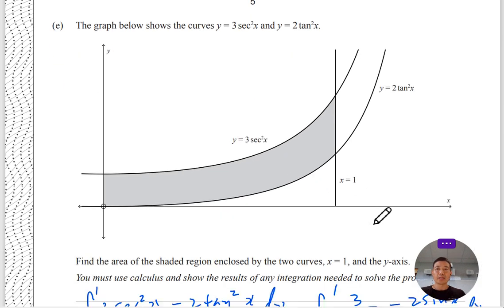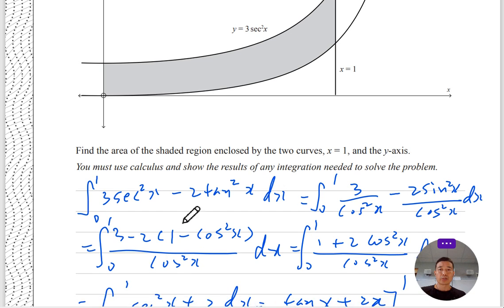Okay, next. The graph below shows the curve y equals 3 secant squared x and y equals 2 tangent squared x. To find the area in between 0 to 1, you have to take away, right, from top one to bottom one. So you can form this equation here: 3 secant squared x minus 2 tangent squared x dx from 0 to 1.